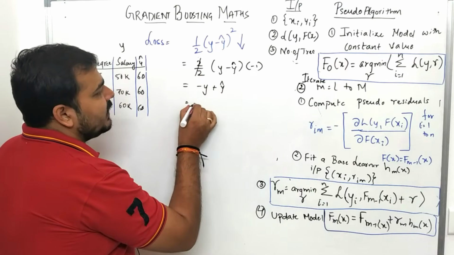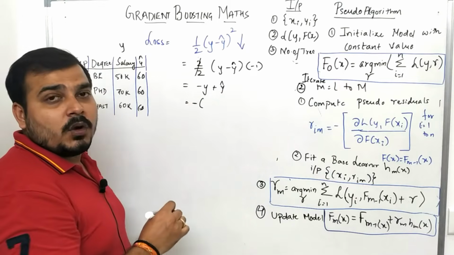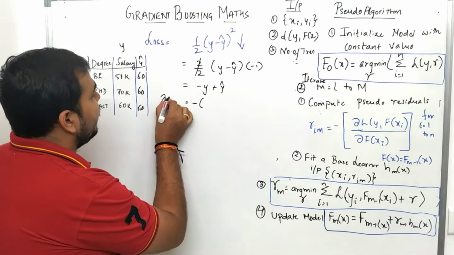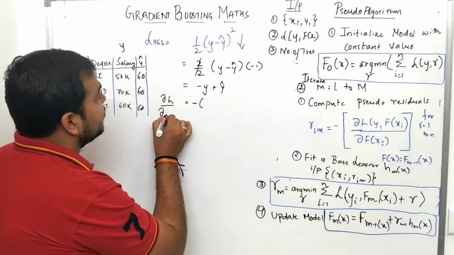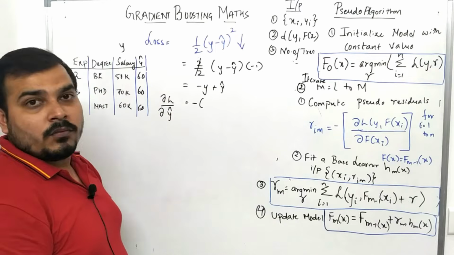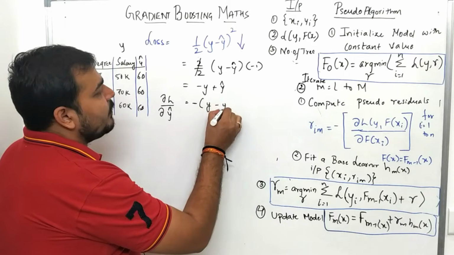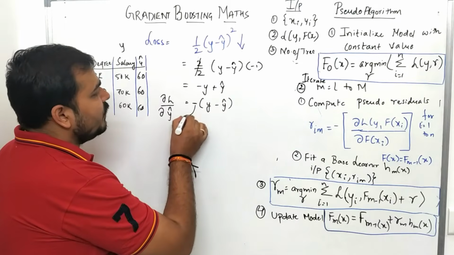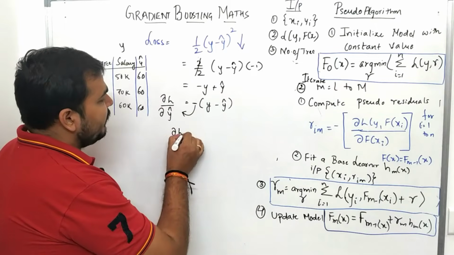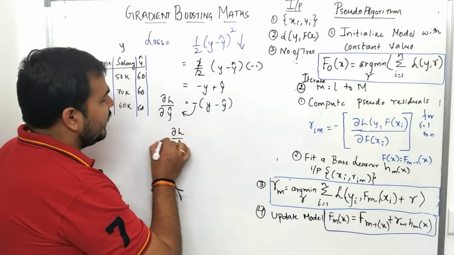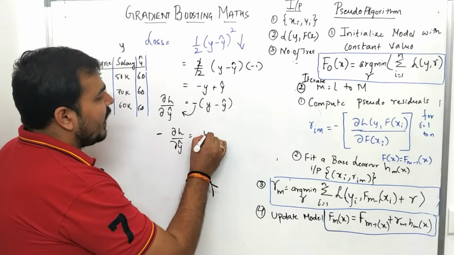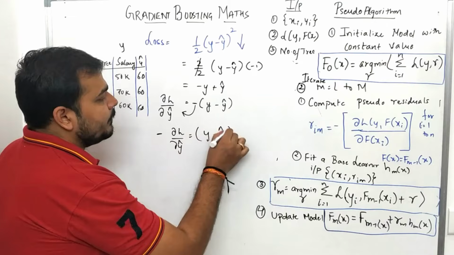Let me take minus as my common symbol. Remember, guys, this is nothing but derivative of loss with respect to derivative of y hat. Let me take the minus symbol as common, then I can write it as y minus y hat, and let me move this minus symbol to this side. It will be nothing but derivative of loss, derivative of y hat is equal to y minus y hat, right?